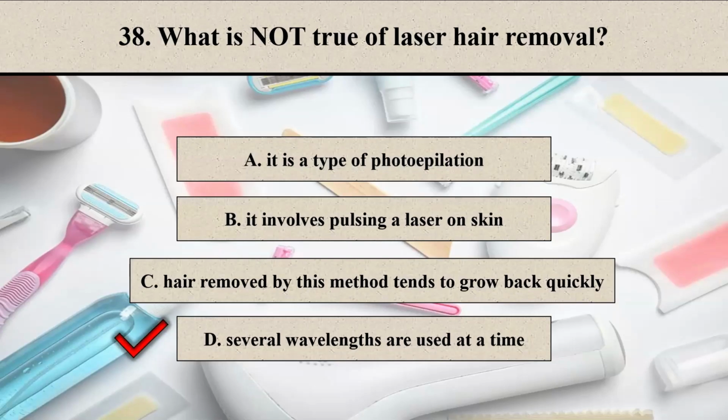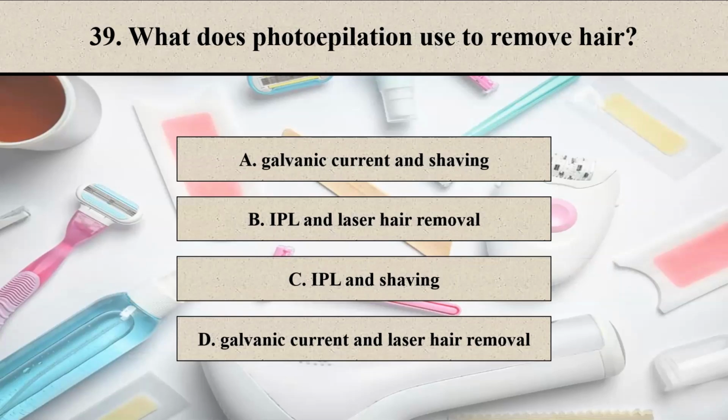If you chose D, several wavelengths are used at a time, you are correct. What does photoepilation use to remove hair? Is it galvanic current and shaving, IPL and laser hair removal, IPL and shaving, galvanic current and laser hair removal?